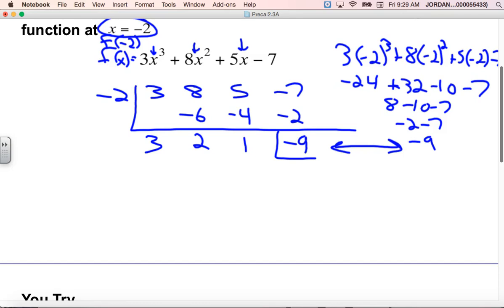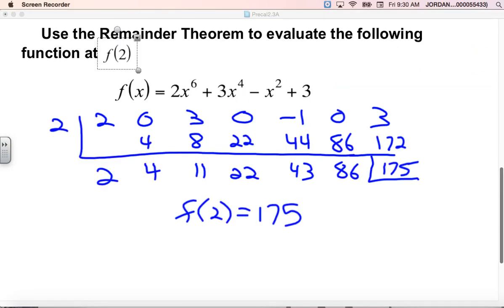All right, so go ahead and try the one down here at the bottom, and I'll pause the video and we'll go over it. This one is a long one, but you had to, again, make sure you plug in the zeros because we're missing an x to the 5th, we're missing an x to the 3rd, and we're also missing an x term. So you had to put 3 zeros in those places before you could start. And then you just go through the whole process, multiplying and adding, and you should get a remainder of 175. So that means that evaluating this function at 2 would give us an answer of 175.